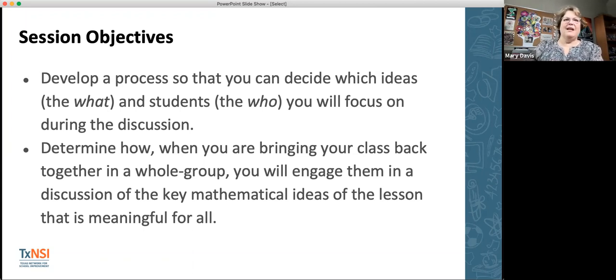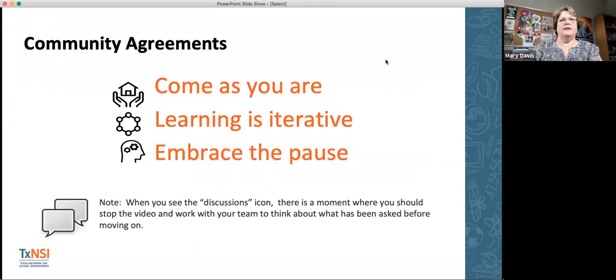the discussion. And we are going to determine how, when you're bringing your class back together in a whole group, you're going to engage them in a discussion of the key mathematical ideas of the lesson that's meaningful for all, because that's what it's all about, is making it meaningful when you're together and discussing.